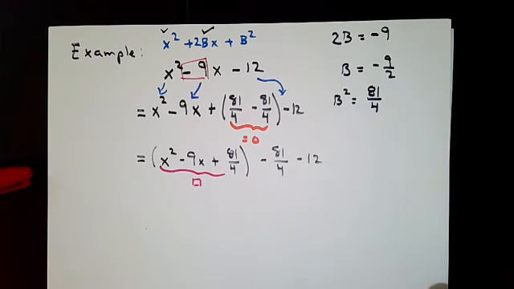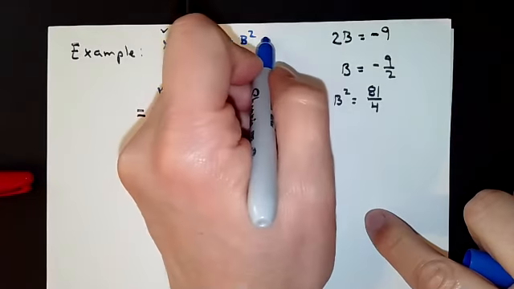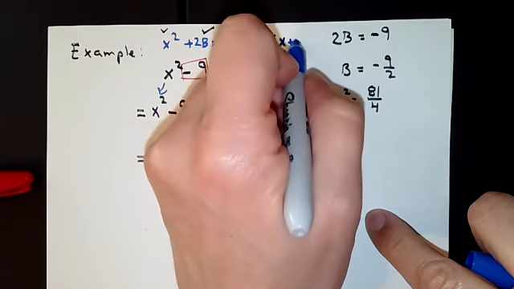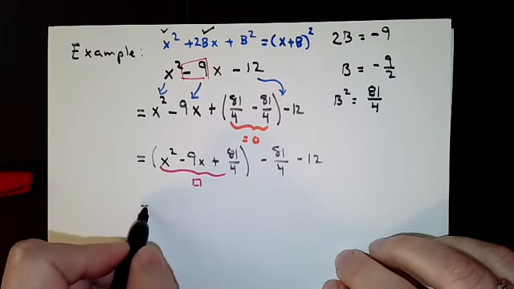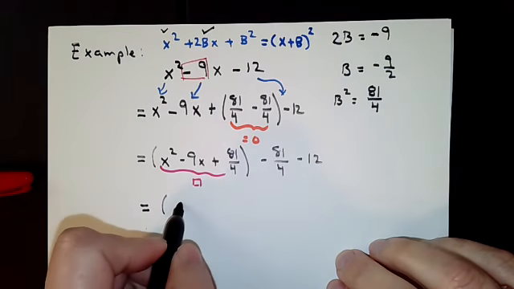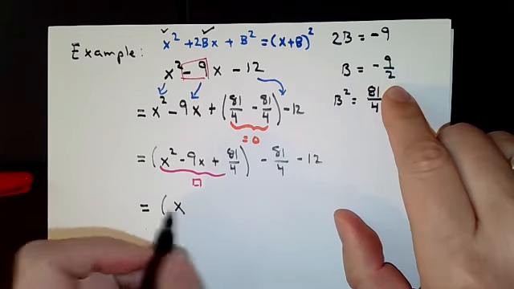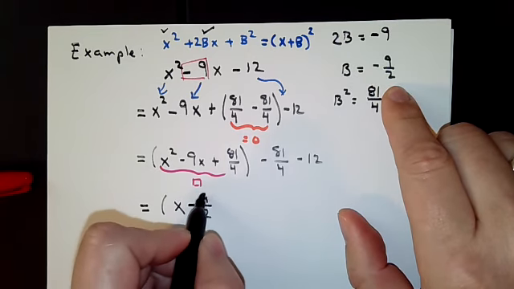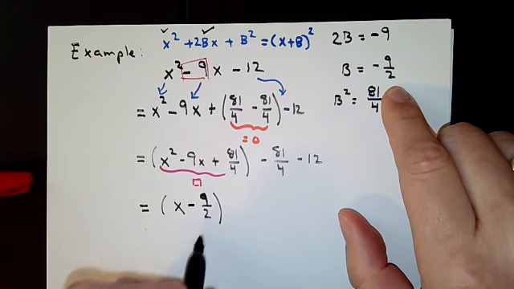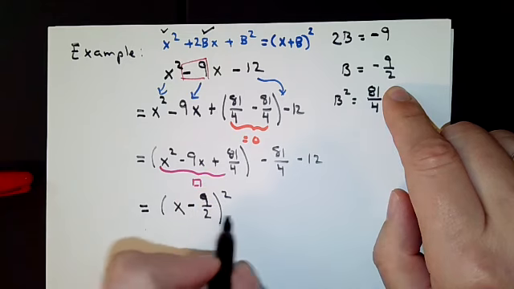And since it's a perfect square, we know that perfect square will factor into x plus b squared. We don't have to work for it. We already know what it's going to be. It's going to be x plus b. What was our b value? Our b value was -9/2. So x plus -9/2 is the same as x minus 9/2 squared. And then we have to deal with this stuff.